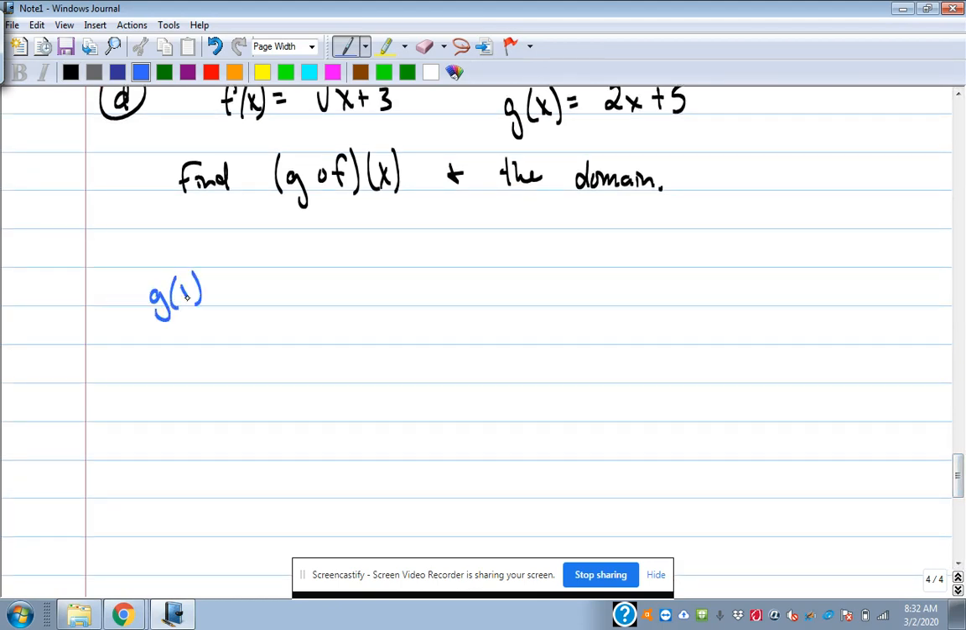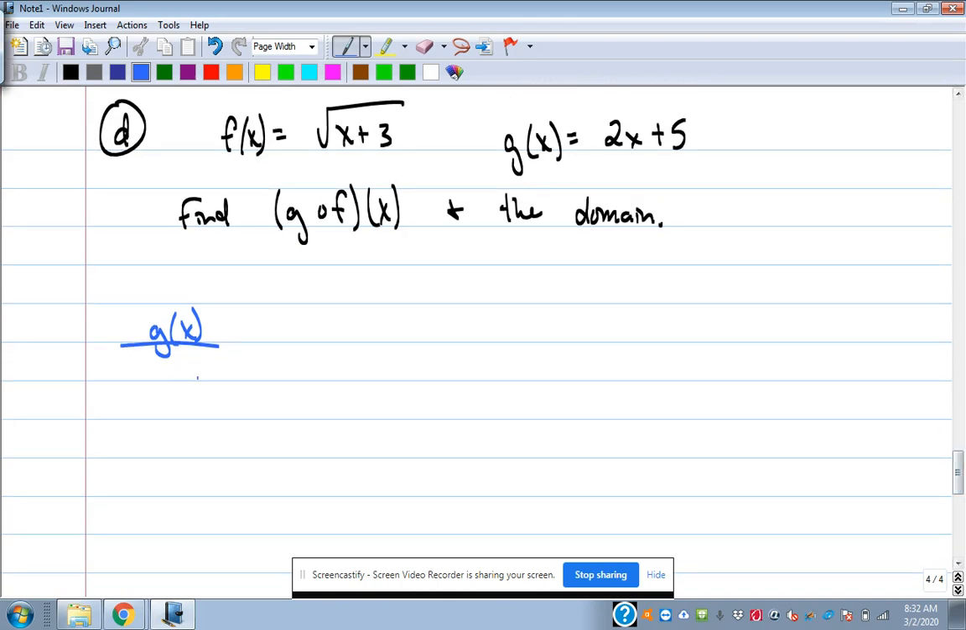So g of x, same as we had in example C. The restrictions on g of x are none. They don't have any because it's just a linear function. No red flags, so that's negative infinity to positive infinity. But f of x, the domain of that one, again, we're setting x plus 3 greater than or equal to 0. You get x has got to be greater than or equal to -3.